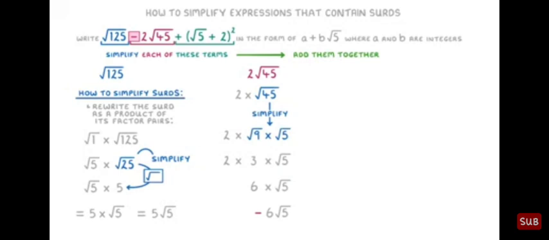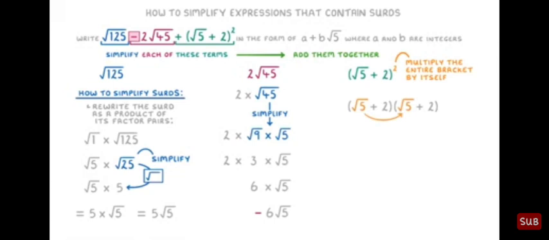The last term, root 5 plus 2 all squared, is a bit trickier, because it requires you to know how to expand brackets. The first thing you need to know is that when brackets have a squared symbol like this, it means that you have to multiply the entire bracket by itself. So you want to write 2 of these brackets next to each other, and then multiply everything in this first one by everything in this second one.